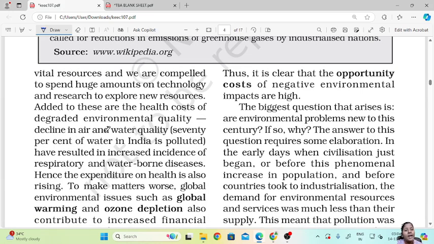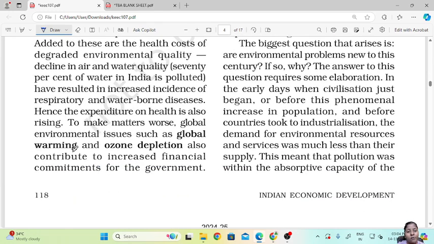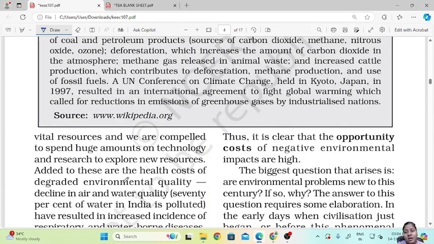Now added to this are the health costs of degraded environmental quality, the decline in air and water quality. Expenditure on health is also rising. To make matters worse, global environmental issues such as global warming and ozone depletion also contribute to increased financial commitment for the government. Thus, it is clear that the opportunity cost of negative environmental impacts is higher.